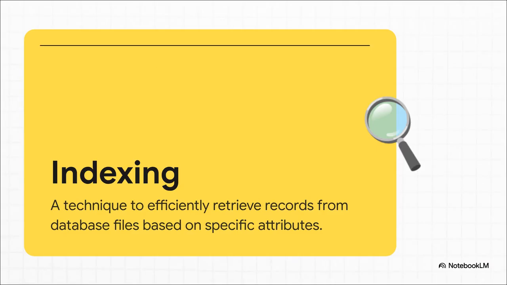Trying to do a brute force scan of every single record would take forever. So the system uses an index instead. It's a totally separate, much smaller, and perfectly sorted list. Now, it doesn't hold the data itself, just two things, the term you're searching for and a pointer, which is basically a digital address telling the system exactly where to go to find the full record.